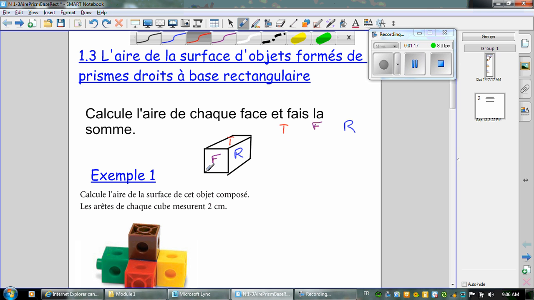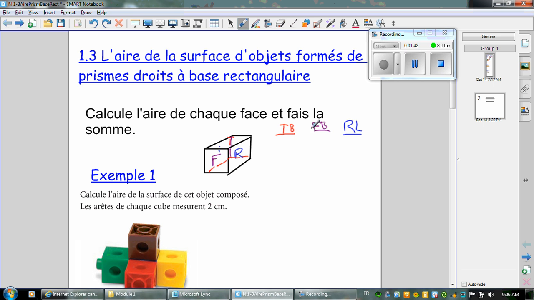But I know that the bottom will be the exact same as the top. So that's why I always group the top and the bottom together. And the back would be the exact same as the front. So that's why we're always going to group the front and back together. And the left side, which I can't see over here, is going to be the same as the right side.